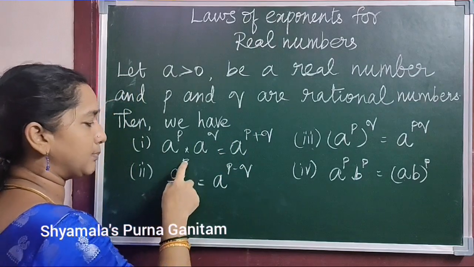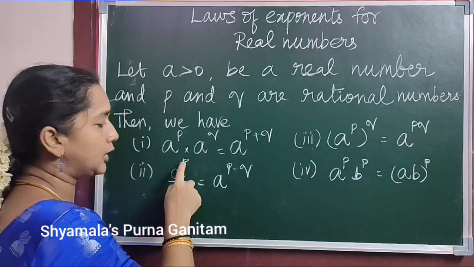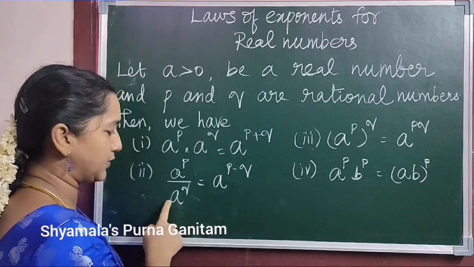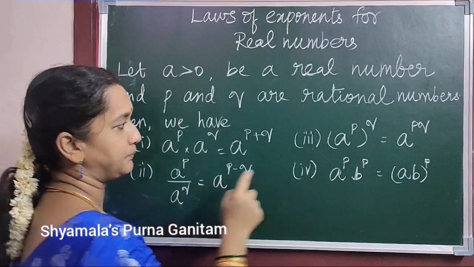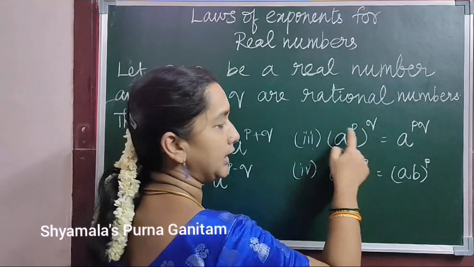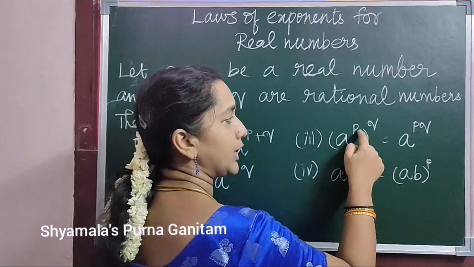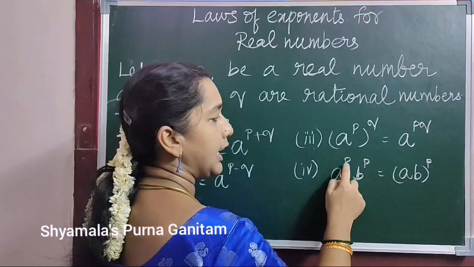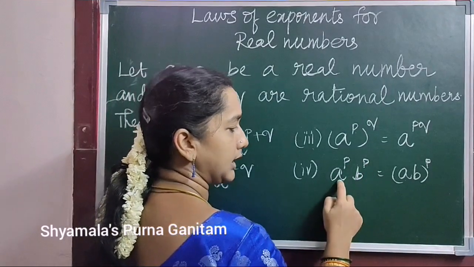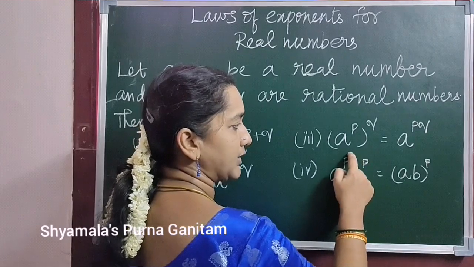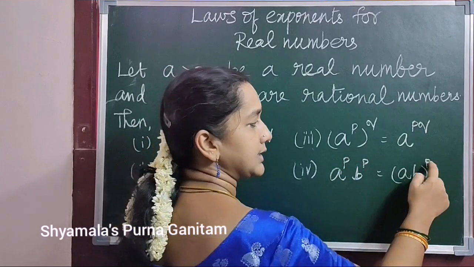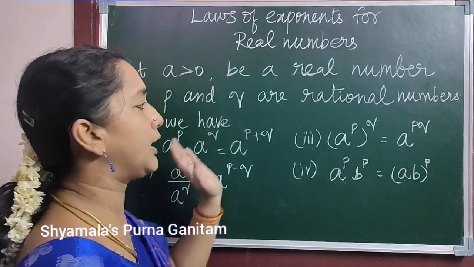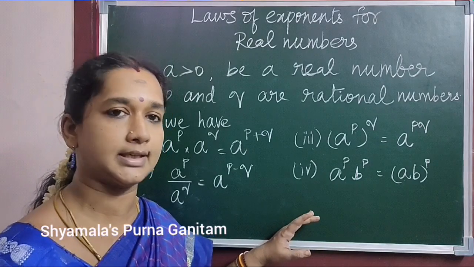Then division: a power p divided by a power q, you can subtract the powers, a power p minus q. For this, the base should be same. Then the third one is a power p, the whole power q: you will find the product of the powers, so a power pq. Then the fourth one is a power p into b power p. Here you have two different bases, but the power is same. So you will multiply the bases and then put the same power. Based on these 4 laws, we will be doing sums.